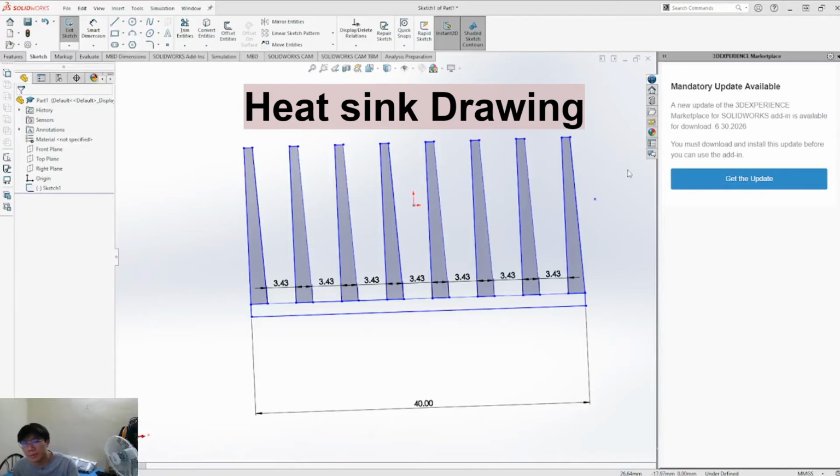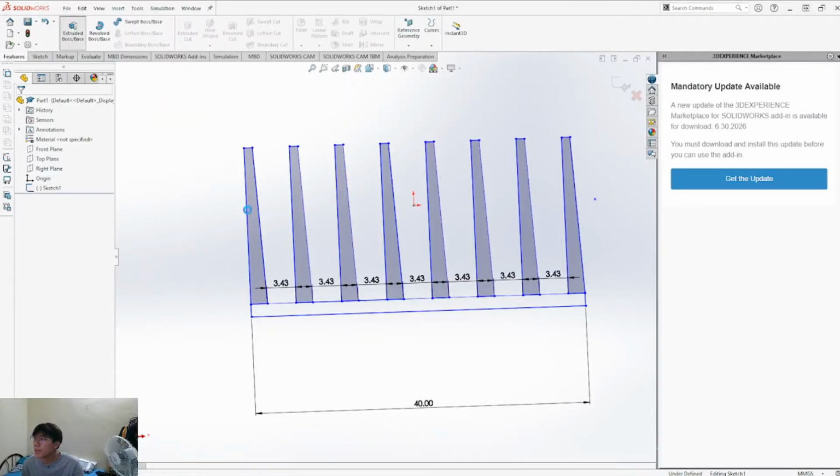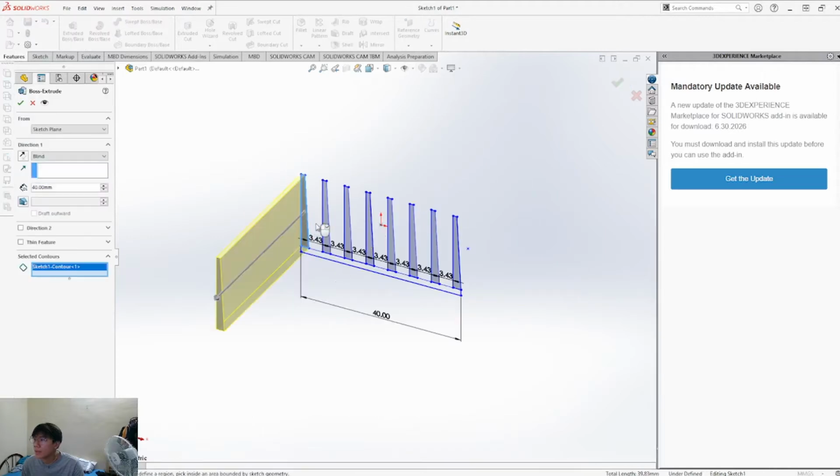Hello guys, my name is Wong. I'll be doing the sketches for the heatsink here, as you can see. So the next thing, we are going to make the shape for this heatsink.